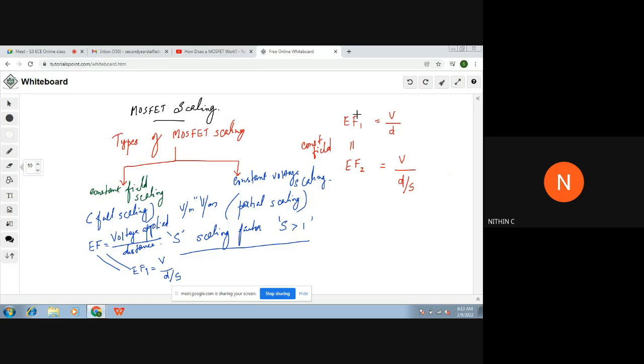See, I have two electric field values. This value is before scaling down. Once I do the scaling down, I will be dividing the dimension by S. But at the same time, I need these two values to be equal also. Can I do something here in order to make these two values the same? For both right-hand sides to be the same, what should be the operation that I do?